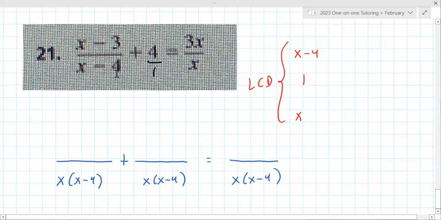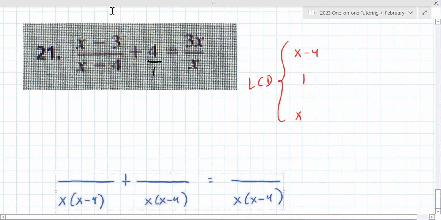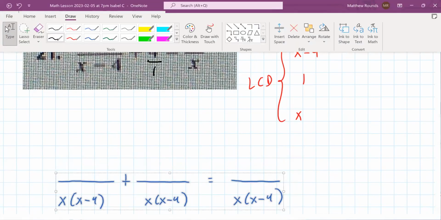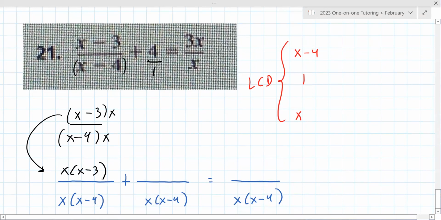Okay. So now you're trying to figure out, well, what are they missing? What is that first term missing so that the bottom is now x times x minus 4? The top is x minus 3, the bottom is x minus 4. What is the bottom missing? An x. So you multiply the top by x. And it's just the top that comes down because you've already got the bottom. So it's x times x minus 3.